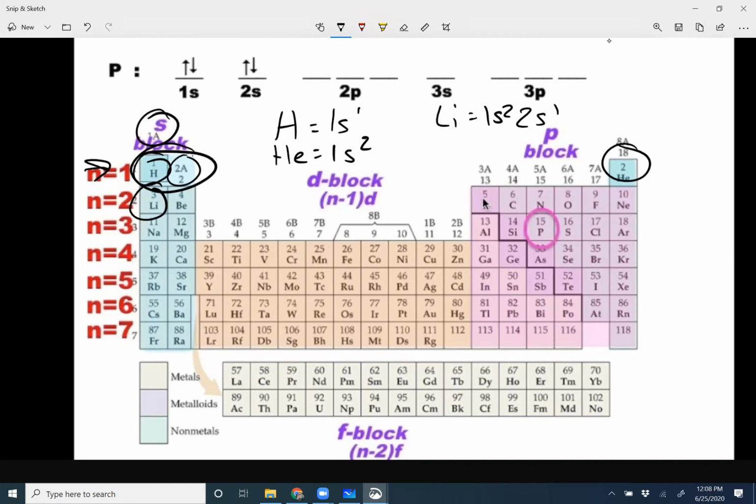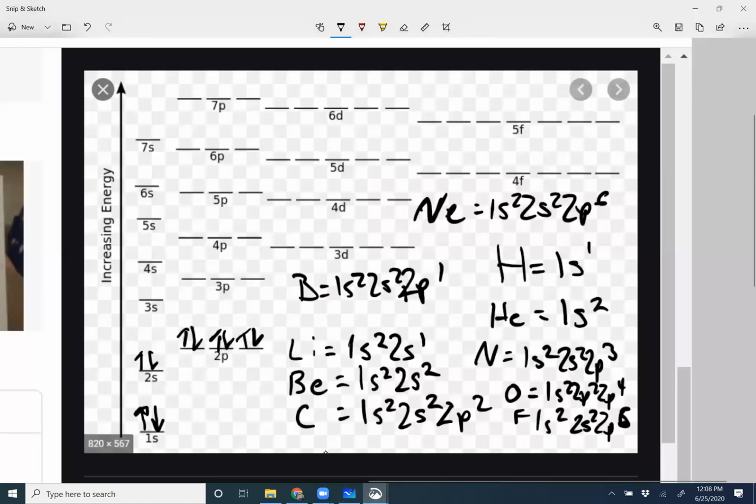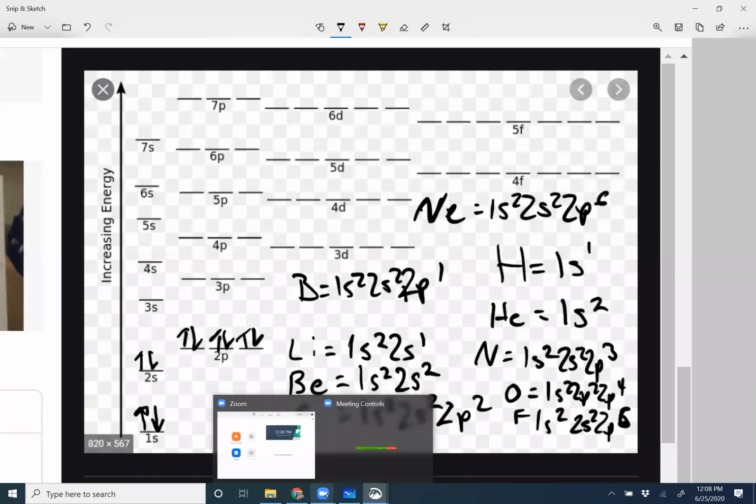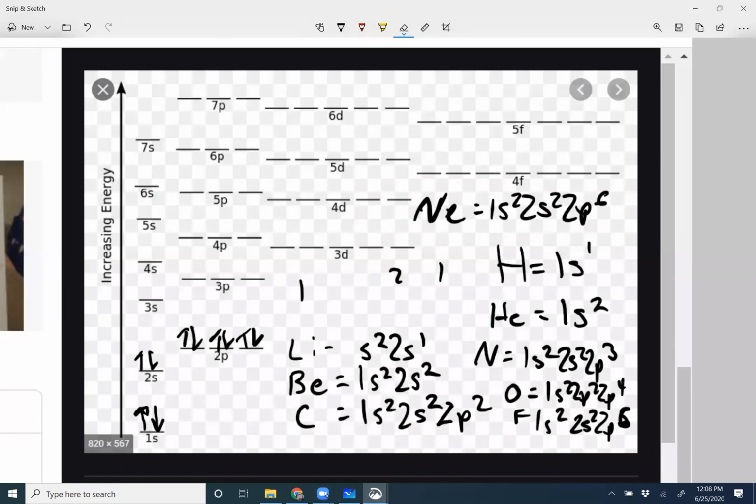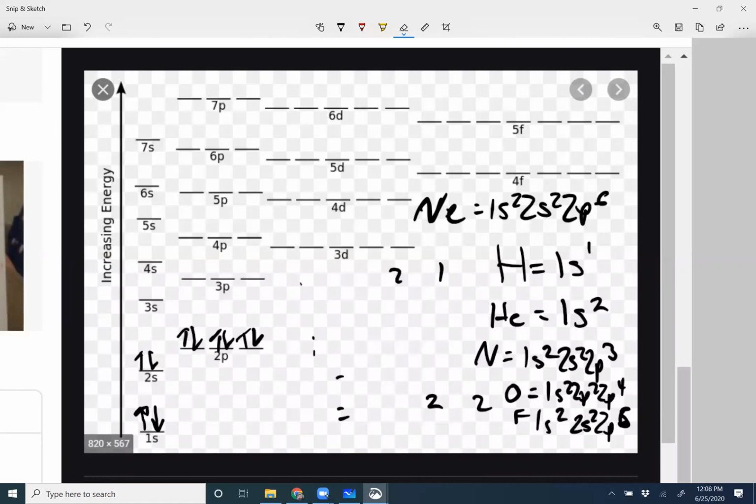So say, for instance, we wanted to write the electron configuration of iron down here. Well, if we go to our orbital diagram, iron is number 26 on the periodic table. So that means we have 26 electrons to put in here. And we left off at number 10.